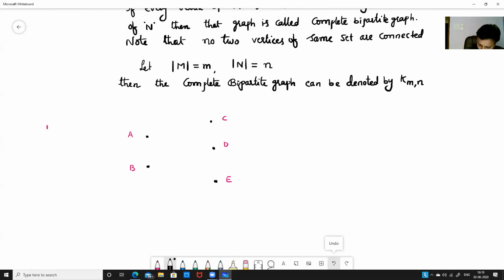Okay. Observe. Suppose A is connected to C, A connected to D, and A connected to E. Similarly, B connected to C, B connected to D, and B connected to E like this. This is called a complete bipartite graph. It is denoted by K2,3. It means that one set contains 2 vertices, another set contains 3 vertices.